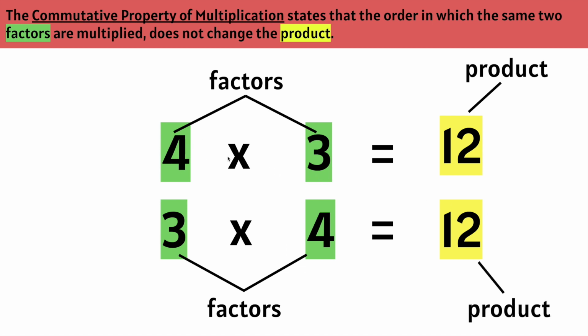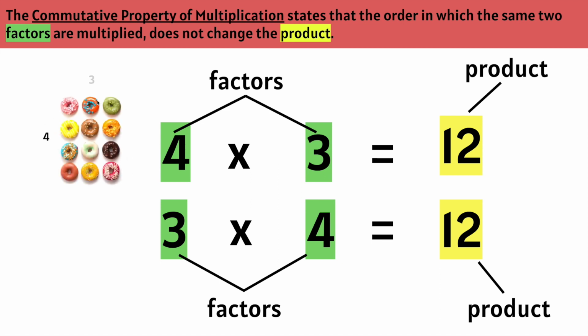We need 4 rows of 3. 1, 2, 3, 4. 4 rows with 3 on each row. We know 4 rows of 3 is 12. Now let's do 3 rows of 4. 1, 2, 3 rows with 4 on each row. 3 times 4 is still 12.